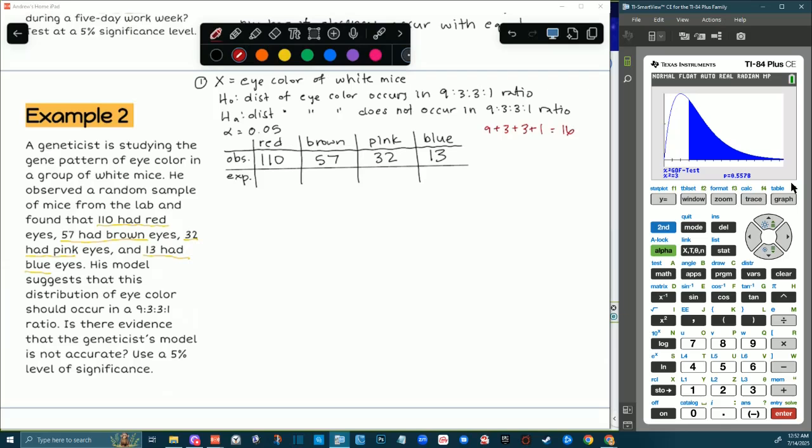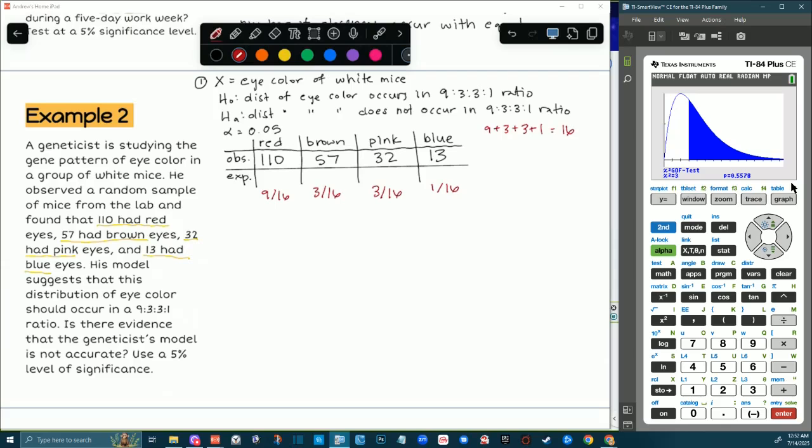Red eyes occur with a probability of 9 out of 16. Brown occur with a 3 out of 16. Pink occur with a 3 out of 16. Blue occur with a 1 out of 16. So I know the probability that a randomly selected white mouse's eye color is going to fall in each category. Now I need to know how many white mice I looked at.